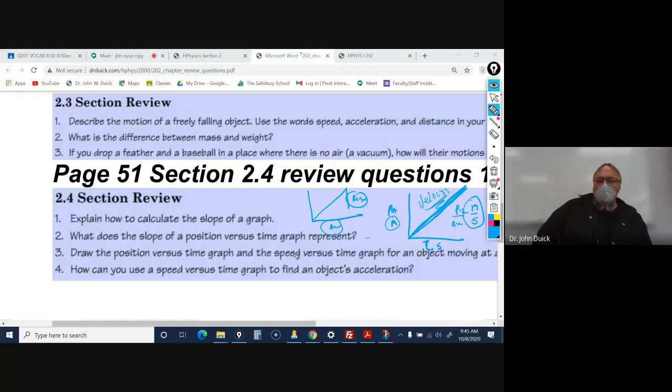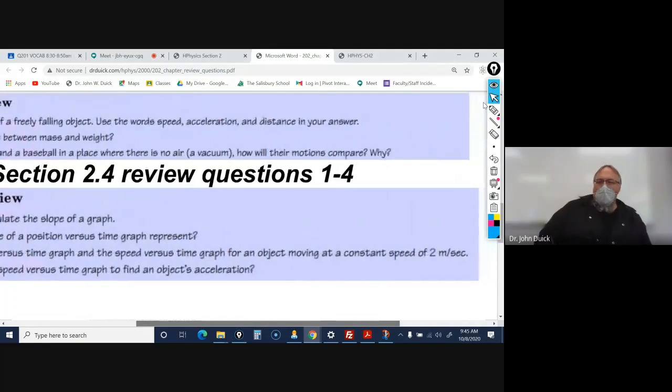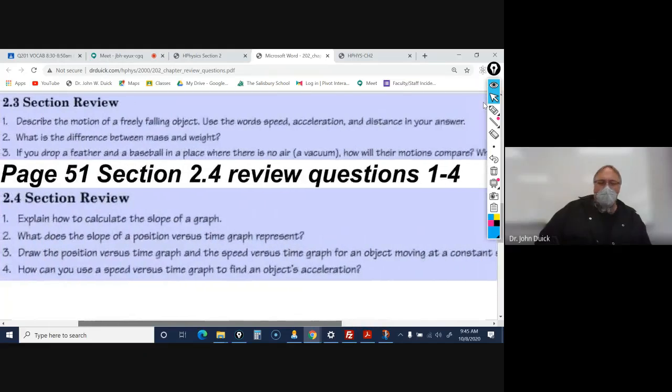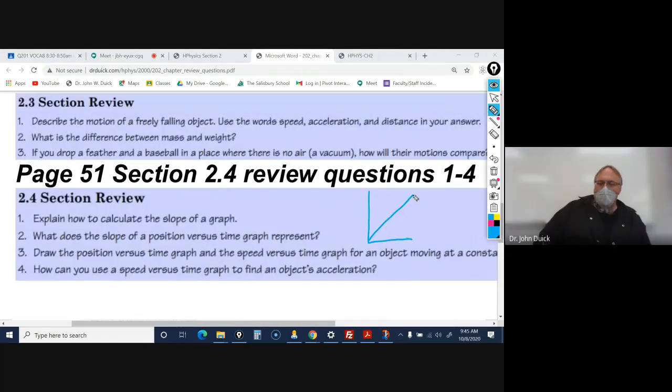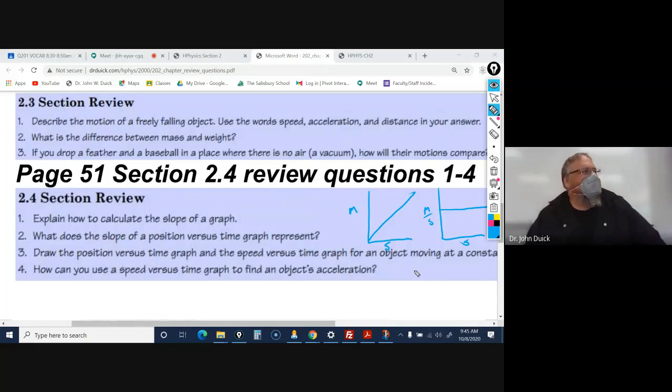Position versus time graph and the speed versus time graph of an object moving. Let's erase this so I can see what's going on. And this is interesting. Position versus time at a constant speed of 2 meters per second. Well, that's easy, right? If it's constantly going at 2 meters per second, it would look like this. This is meters and this is seconds. And if we were to look at the speed, this is seconds and this is meters per second, what would it look like? Yes, straight across.